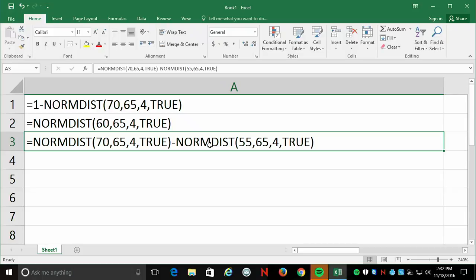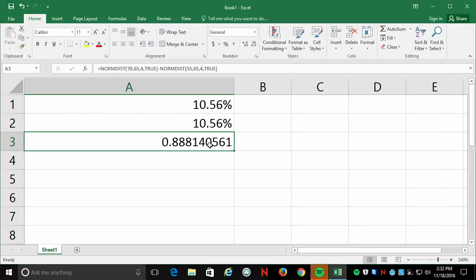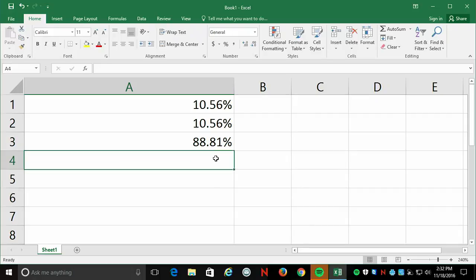Excel is a little more precise. The table is kind of an estimate. Excel is a little more precise, but it does the same thing. Okay, so good. Let us then look at another one.